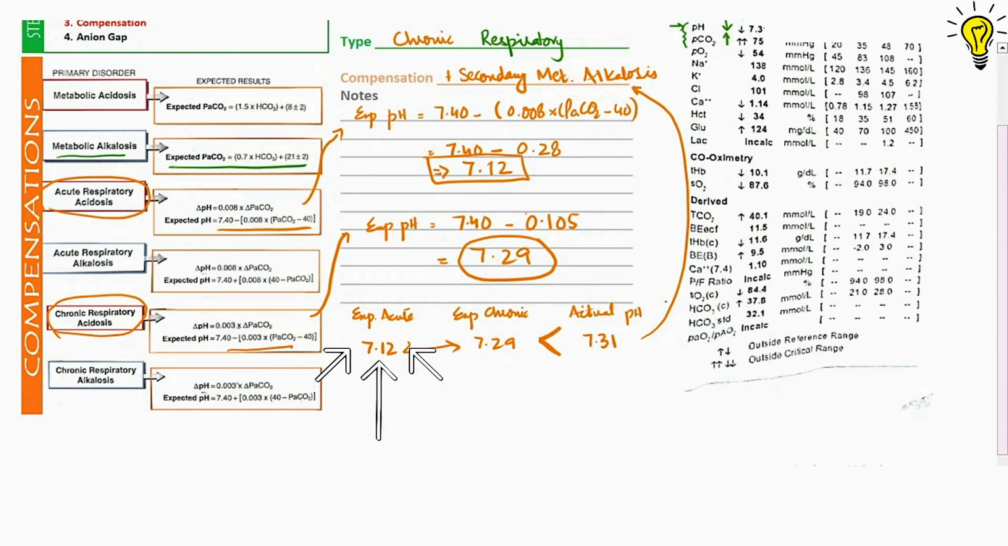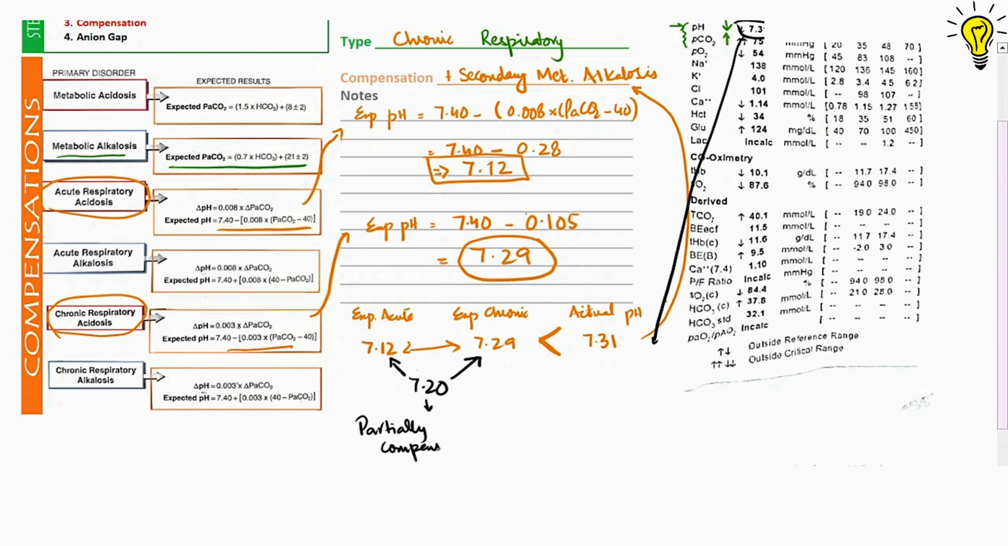So if pH on ABGs was 7.12, I would have declared it as uncompensated acute respiratory acidosis, right? If pH was somewhere between 7.12 and 7.29, that is between the uncompensated acute and the compensated chronic, then I would have declared it partially compensated. If pH was 7.29 on ABGs, I would have said it is fully compensated chronic respiratory acidosis. But here the pH was 7.31, which is safe to say rather overcompensation.